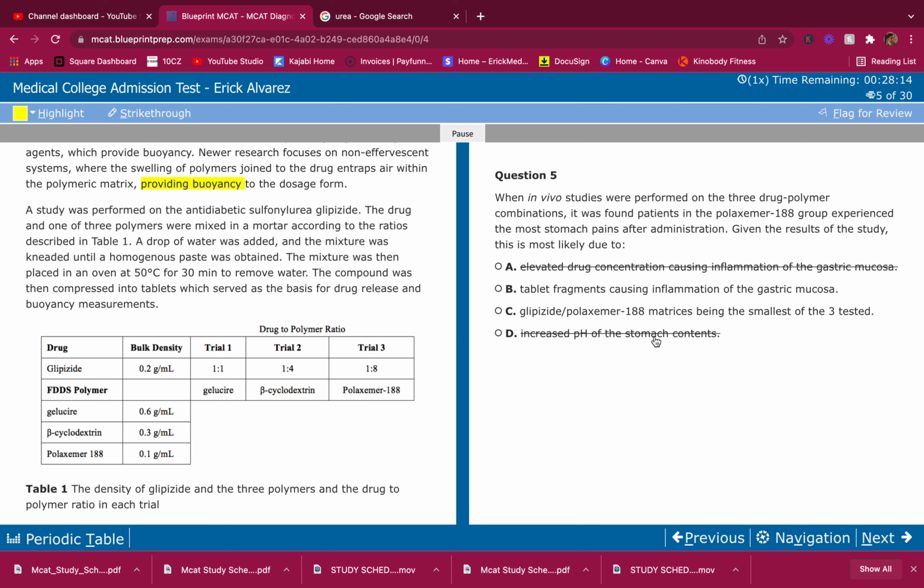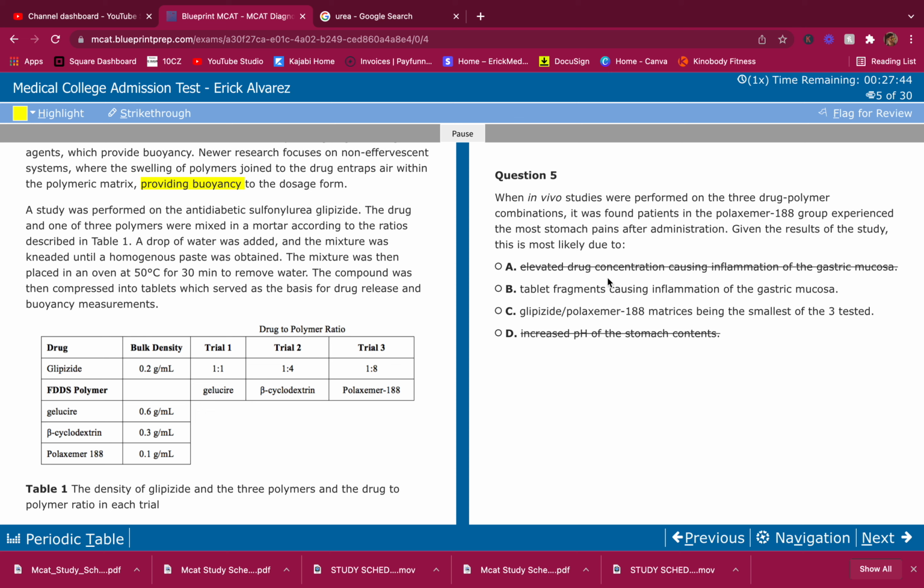This is obviously wrong. You're not going to change the pH of the stomach. What does that have to do with anything? Now, being the smallest of the three tested, tablet fragments causing inflammation of the gastric mucosa. So we're experiencing stomach pains. Just because something is small, does that mean it's going to make stomach pain? If we have fragments, is that going to cause stomach pain?